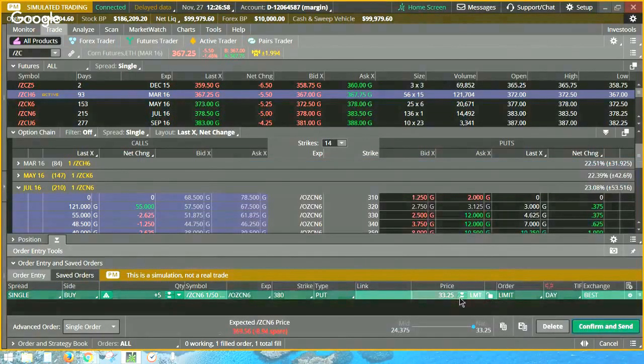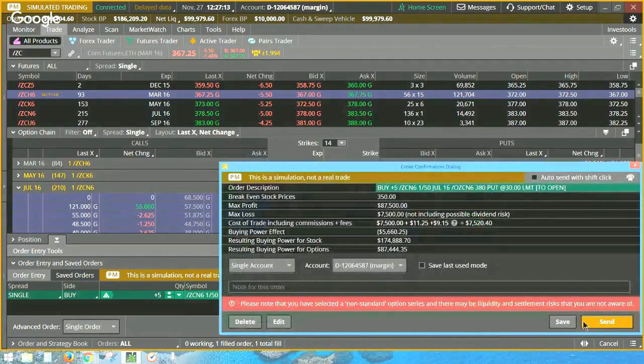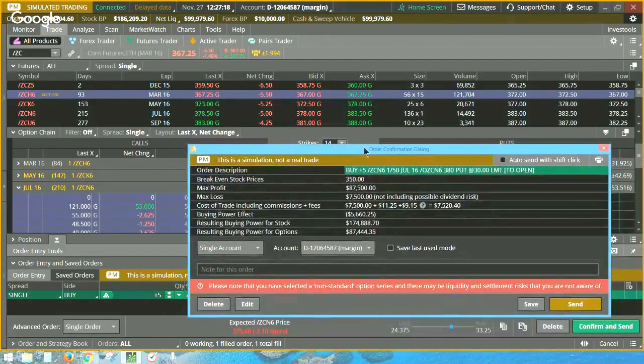And then of course you could lower the price if you wanted to. You said, well, that's too spendy. Let's wait till it goes to 30 cents, which at that point for this put option to lose value, corn's going to have to go up, then the put option will lose value, or time will have to erode away. So you check and make sure, okay, break even stock price is 350, max profit is 87,000, max loss is 7,500.